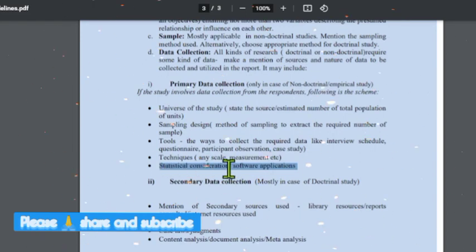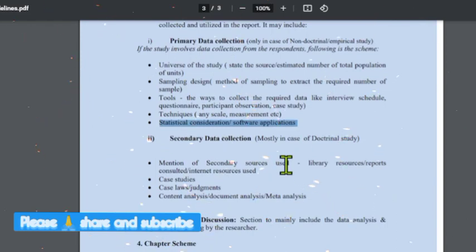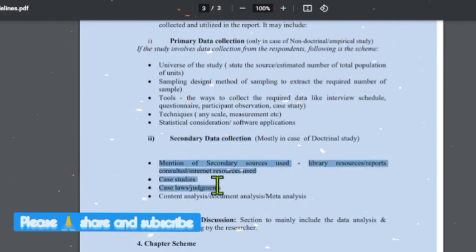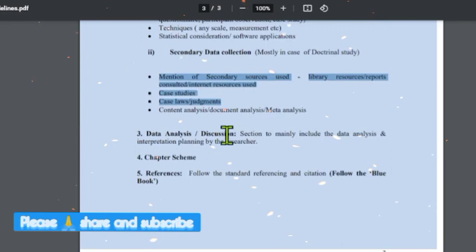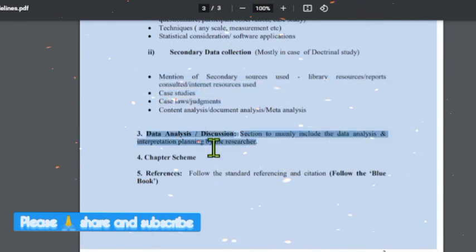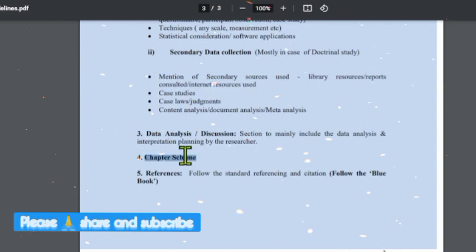The statistical consideration or software application you are going to use, or statistical tool you are going to use to analyze this primary data. Secondary data collection, again you have to mention all this. Here this is more from the law point of view, but again this remains common for almost all research, including social science, humanities, commerce, management. And the second last part is data analysis and discussion, and then chapter scheme or work plan also you have to give separately.